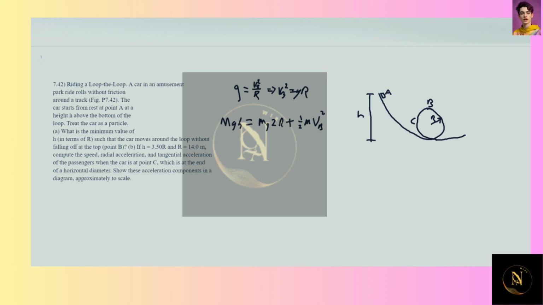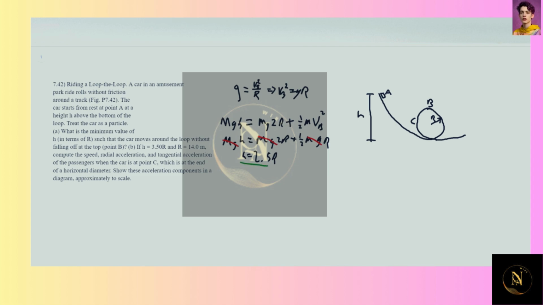So now what we have is mgh equal to mg2R plus 1/2 mgR, which we're substituting in. Then we can cross out all these mg's, so it doesn't depend on the mass. So the height is equal to 2.5R as a minimum. Okay, so that's problem A.